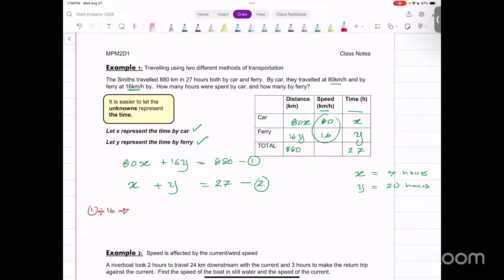80 divided by 16 is 5. 16 divided by 16 is 1. 88 divided by 16 is 5.5. You can do that in the calculator. Why am I doing that? I don't like larger numbers, and I know my grade 6 math divisibility rules: how to check if a number is divisible by 2, then 4, then 8, then 9, then 6, then 10, then 5.